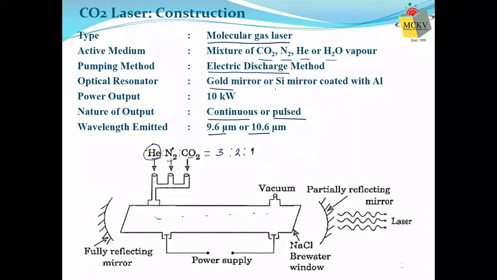The active medium is constructed by these two. These are the actual gases which you require, N2 and CO2. So this is the mixture, and for electric discharge you require 2 electrodes. So these are the 2 electrodes. When you connect them with the power supply, then you can supply electrical energy. You require 2 mirrors, so you can place the 2 mirrors at the 2 ends.